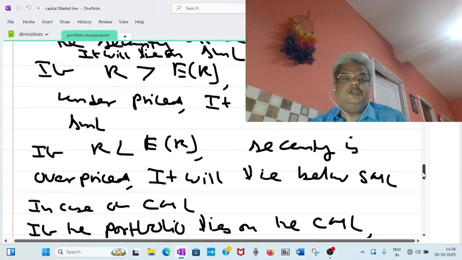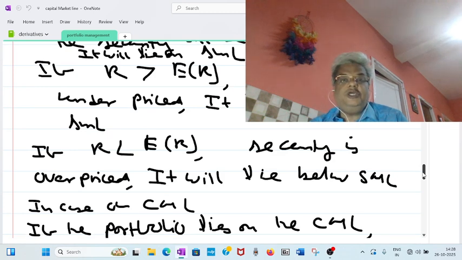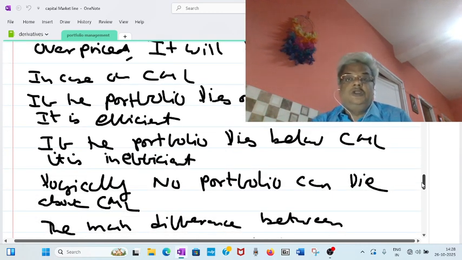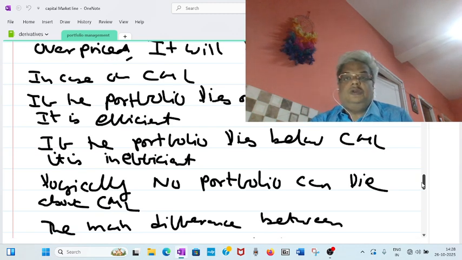And if the actual return is less than expected return, the security lies below the security market line, meaning it is overpriced. So in that situation, it will be wise to sell the security. And the best combination is if the portfolio lies on the security market line, because security market line shows all the good combinations of risk and return.